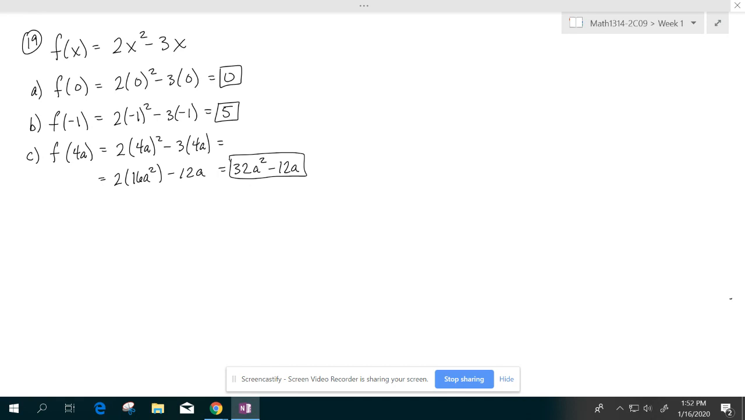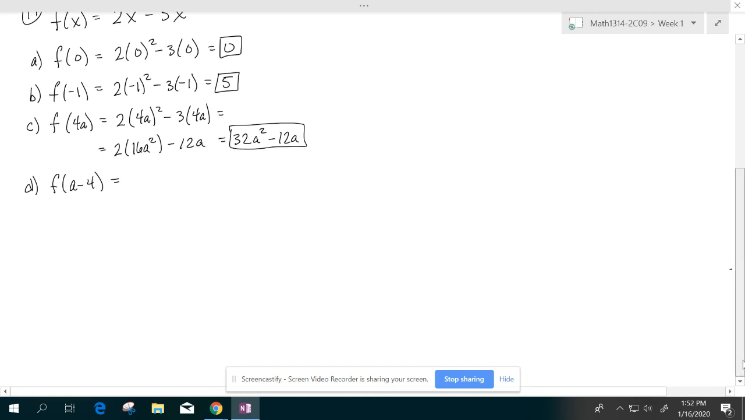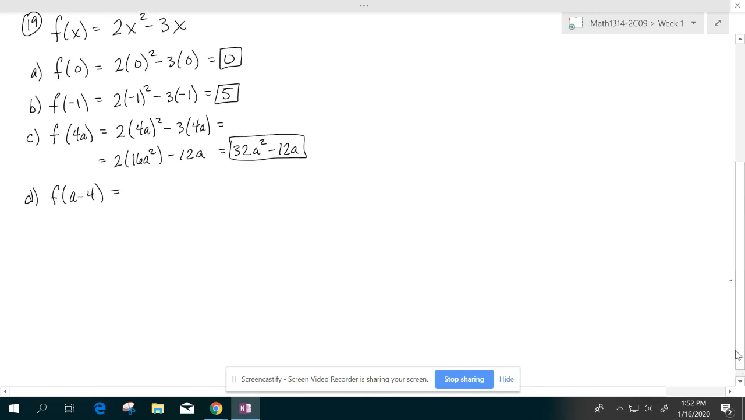Are y'all ready to do another one? Because I got one more that's going to turn it up. Okay. So the last example that I want to do, this is the pinnacle of function evaluation, at least in here. Bam! Every x with a minus 4.